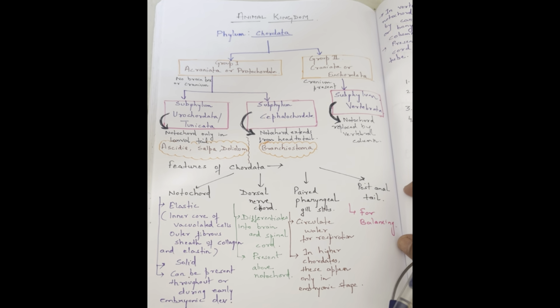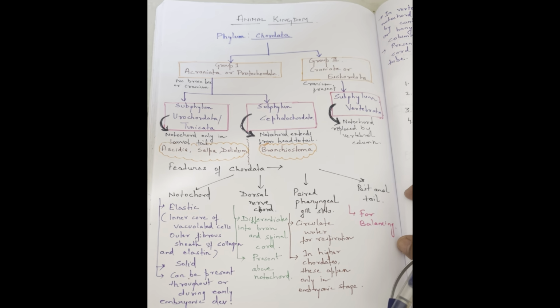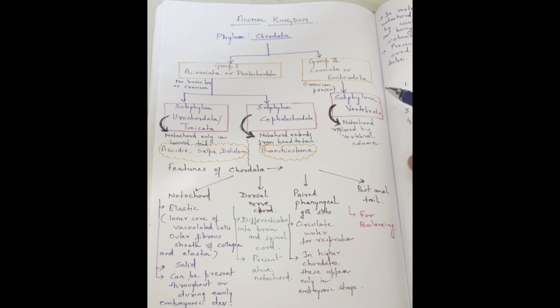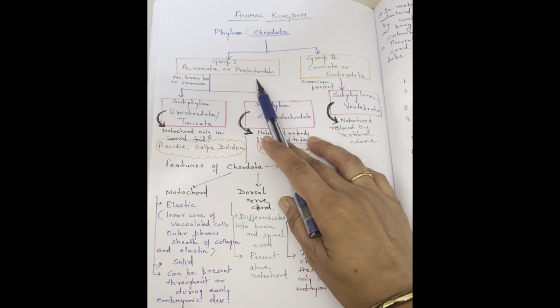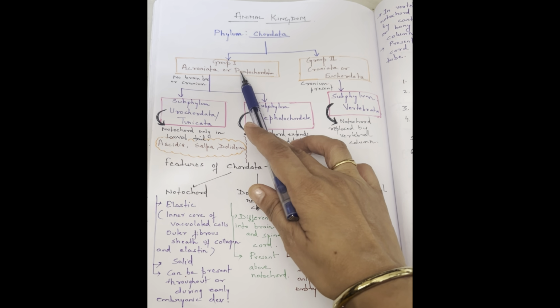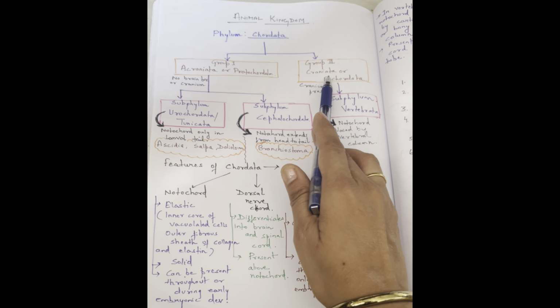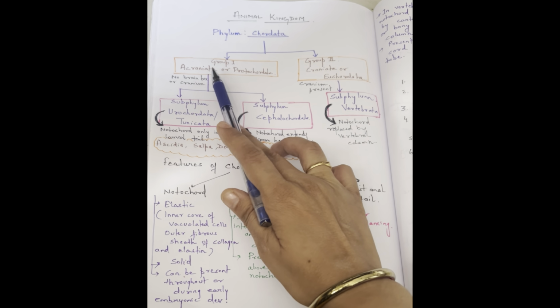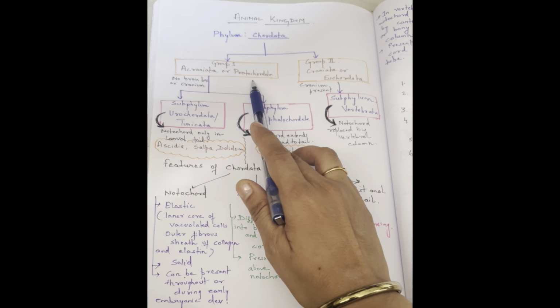Hello everyone. So this is animal kingdom and the phylum that we will be covering is phylum Chordata. So as you can see, the phylum Chordata has two groups, group 1 and group 2. Group 1 will cover Acrinata or Protochordata.